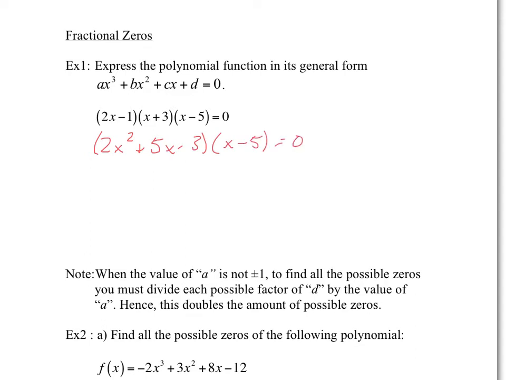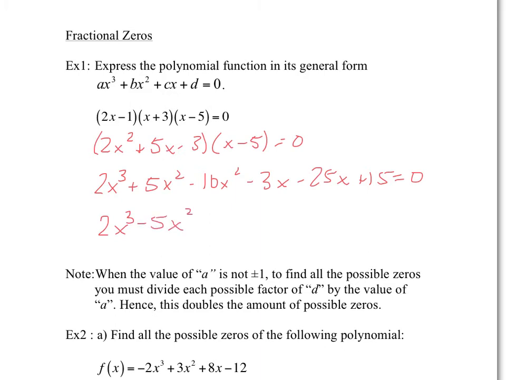And then when I expand all that, you're going to have 2x cubed plus 5x squared minus 10x squared minus 3x minus 25x plus 15 equals 0. And therefore, simplified, it's 2x cubed minus 5x squared minus 28x plus 15 equals 0. So all I did was expand that, right? So notice that this trinomial looks a little different with this 2 in front.